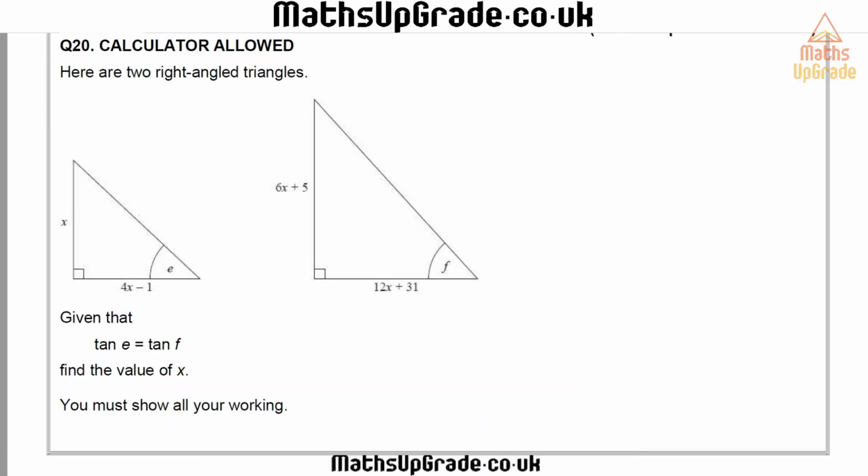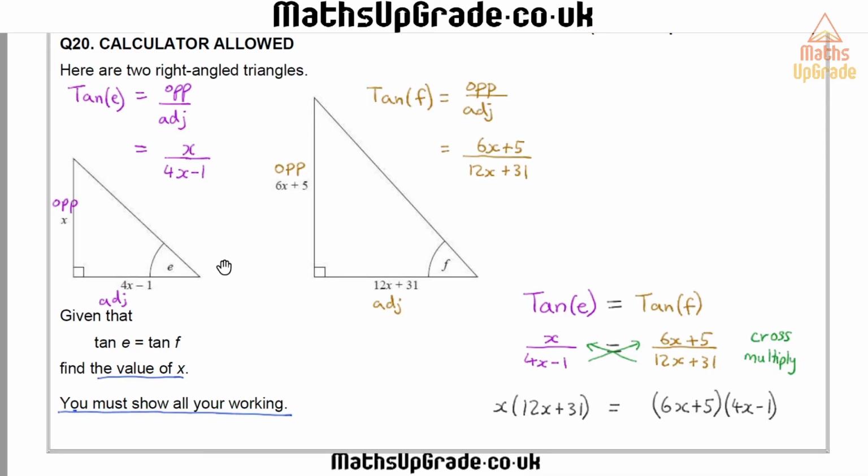This 5 marker involves trigonometry, and you can tell that just from the question and the fact that it involves right angle triangles. So I need to find the value of x given that the tan of e equals the tan of f. So let's think about what tan means, and if you're not sure on trigonometry, be sure to check out my video on this channel. The tan of an angle is equal to the opposite side divided by the adjacent. So I can see that the tan of E is the same as x, which is the opposite, divided by the adjacent, which is 4x minus 1.